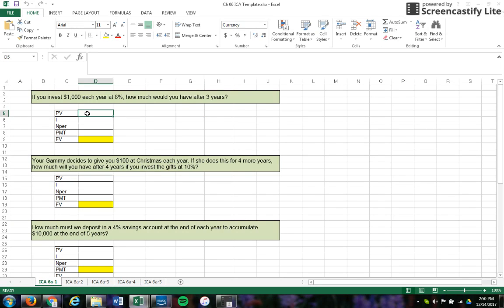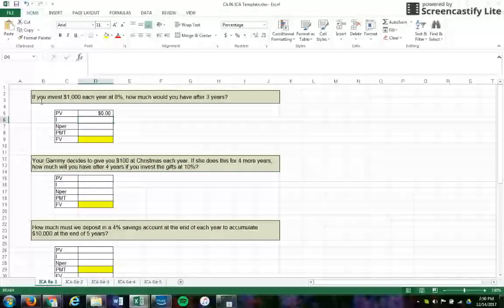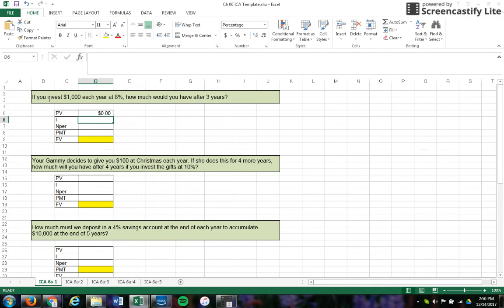So what we see here is we are starting out with no money. It doesn't say you already have $1,000 in the bank or a certain amount. No, it does not say anything like that. So we have a present value of 0. Our interest rate is an annual interest rate. If it doesn't specify other than annual, we assume it's an annual rate. Number of periods, again, would be 3 years. And now we have our payment.